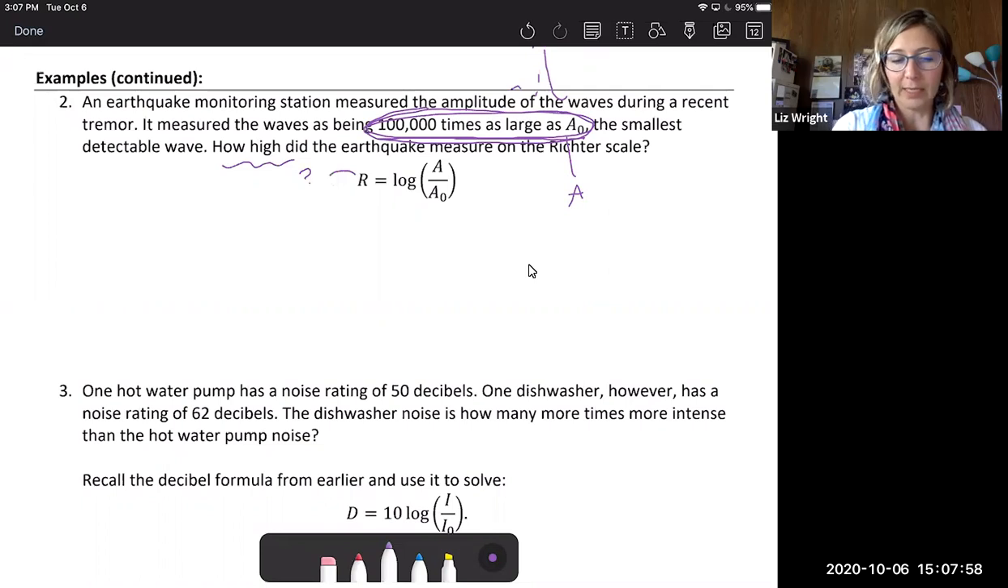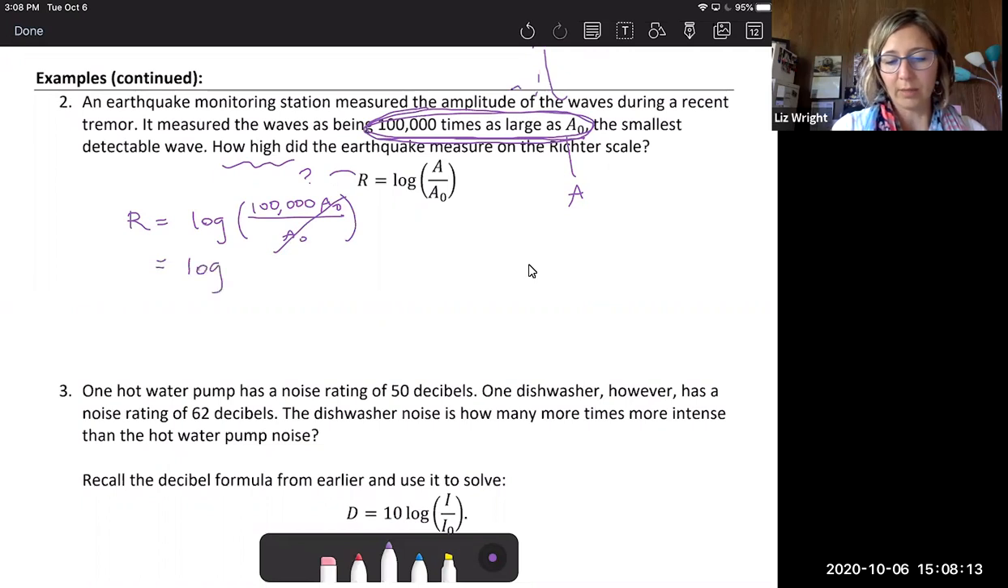So R equals log of 100,000 A sub 0 divided by A sub 0. The A sub 0s cancel out, so then you're doing log of 100,000. Again, you're asking yourself, 10 to what power is going to give you 100,000, or you can put 100,000 in your calculator, hit the log button, and you should get 5.